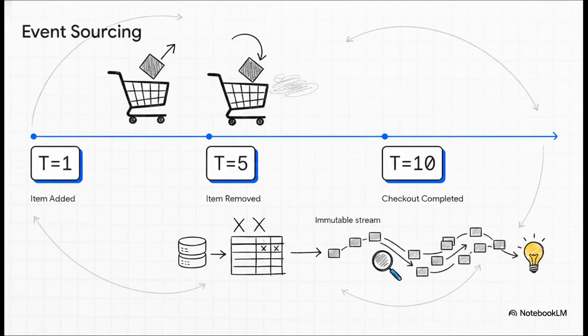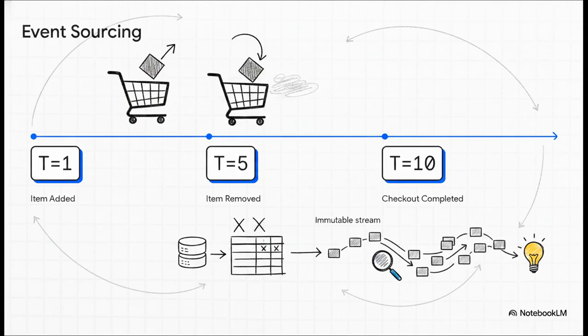Let's trace a shopping cart timeline to see why this is so powerful. At time 1, an item gets added. At time 5, it gets removed. At time 10, the checkout completes. If you were just overwriting a database table this whole time, at the end, you'd just see an empty cart. You would literally never know the user almost bought that item.